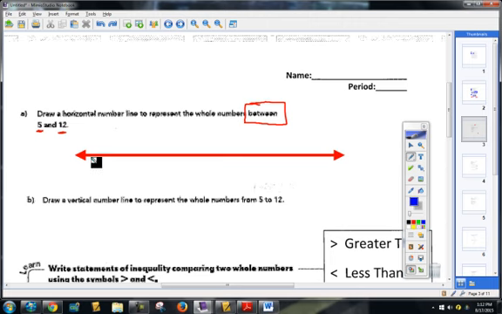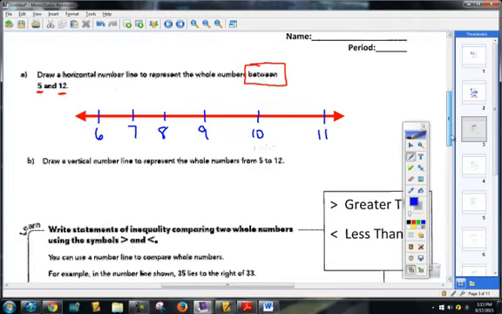between 5 and 12. So what's the first whole number after 5? Hopefully you're all saying 6. And then what's the last whole number before 12? It's going to be 11. So if we're going to represent all the whole numbers, we're just going to count by ones. You guys all know what whole numbers are. Now obviously my spacing is way off. Just do your best. The spacing should be accurate. Mine, I didn't do a very good job, but that's okay.